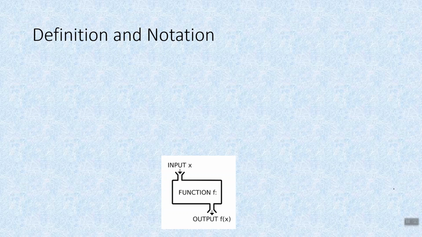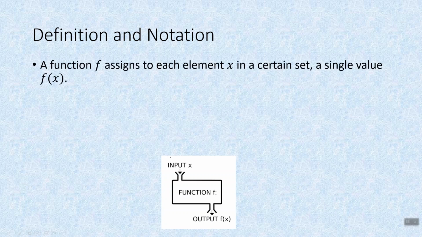Alright, so let's start with the definition and notation. Okay, so we're going to have a definition of a function. A function f, and why do we use f for a function? Mathematicians aren't all that clever. We try to make it easy. We try to keep it like what it means. A function f assigns to each element x in a certain set a single value f of x.